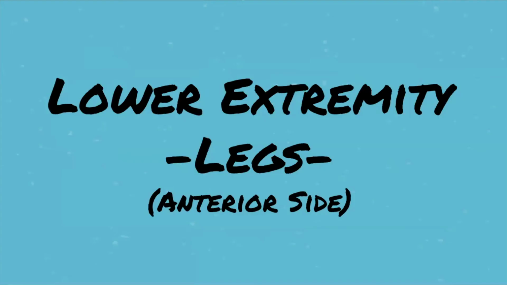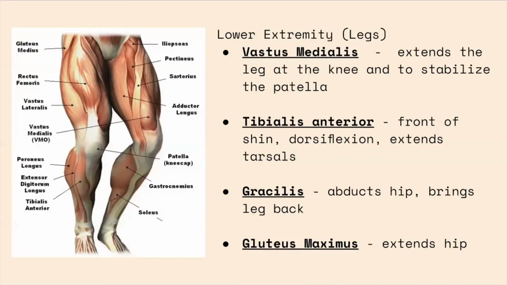Okay, so we have the lower extremity leg. So basically, those are your legs, and it's the anterior side of our legs. That's what we're going to look at. So we have the vastus medialis, which extends the leg at the knee and helps stabilize the patella. What is the patella, guys? It's the kneecap, the knee bone. Yes, that is the patella.